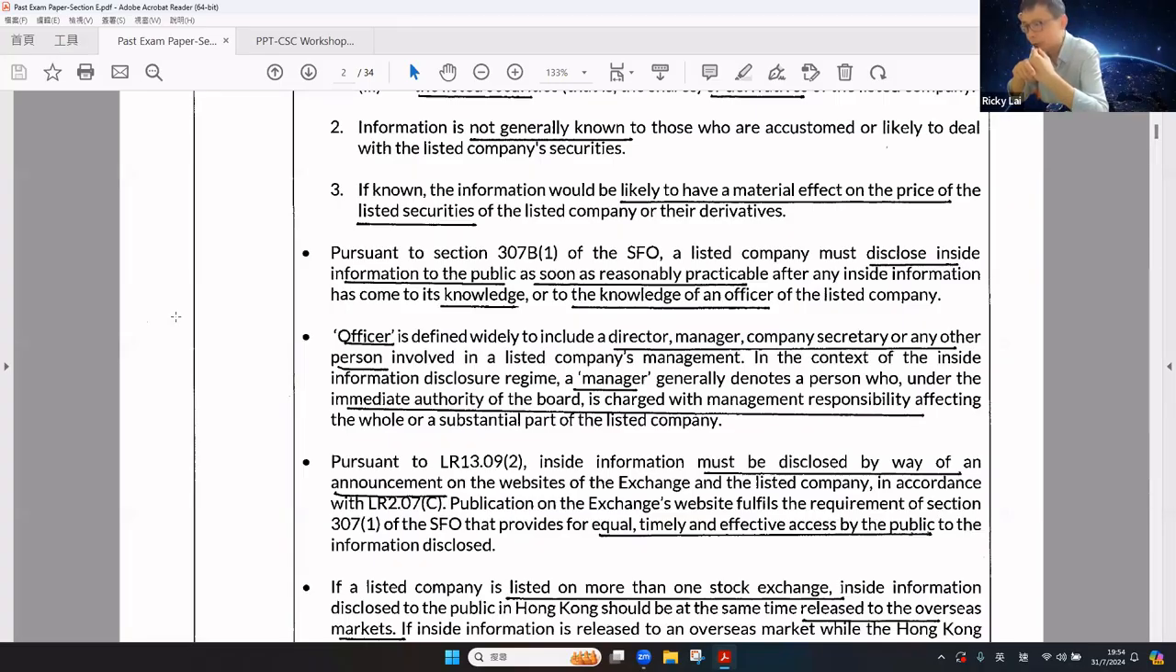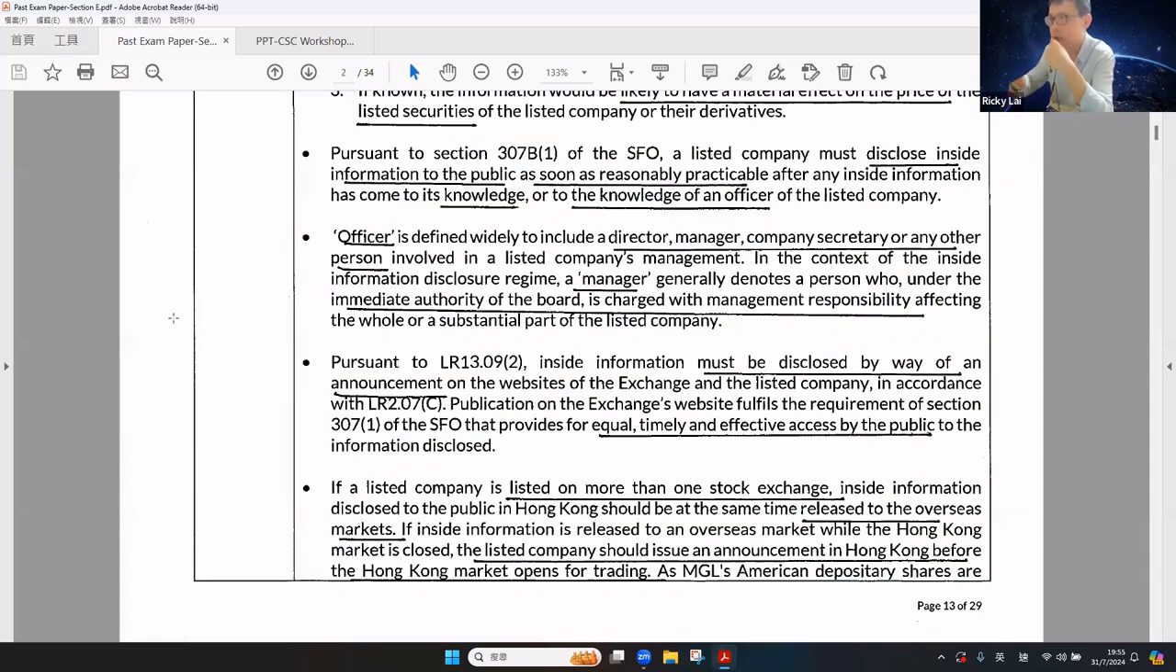According to the listing rules, that is Rule 13.09, not only the SFO, inside information must be disclosed by way of an announcement on the website of the stock exchange and the listed company. Publication of inside information on the stock exchange website fulfills the requirements of the SFO, which provides for equal, timely, and effective access by the public to the information disclosed.